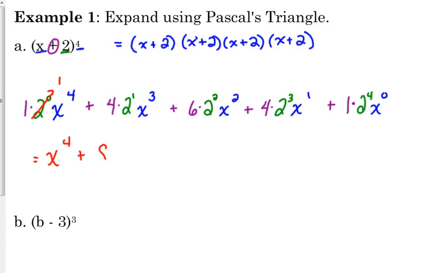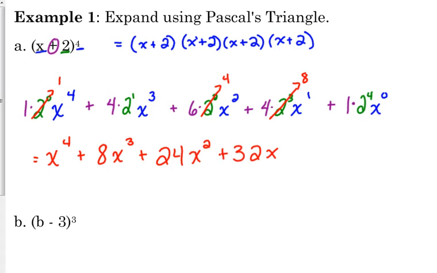4 times 2 to the first is 8, so we've got plus 8x cubed, plus 2 squared is 4, so 6 times 4 is 24. 2 cubed is 8, 4 times 8 is 32, and 2 to the 4th is 16, and 1 times 16 is 16, x to the 0 is 1.